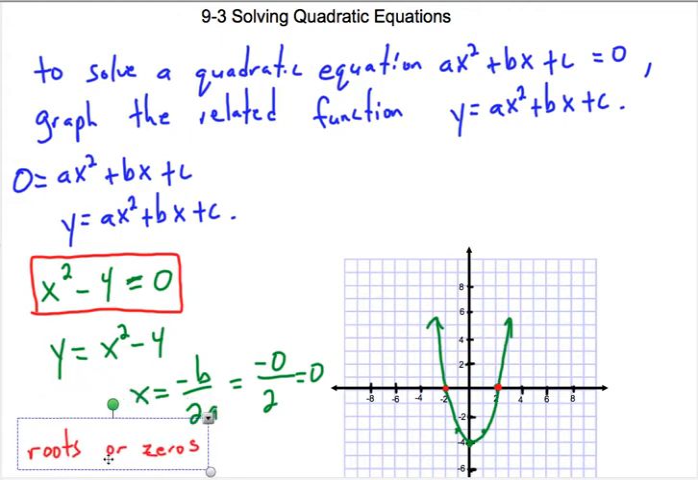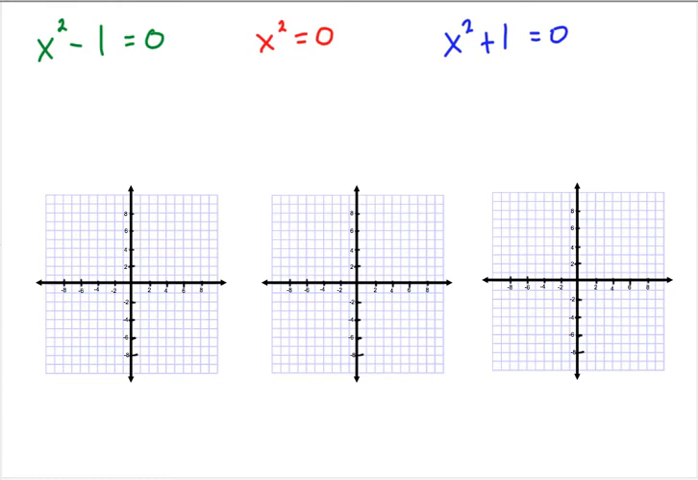So roots or zeros, and they're called zeros because the graph shows us where the graph crosses the x-axis, which is where y equals 0, right? And in this case, negative 2 and 2. So let's take a look at a few more examples.